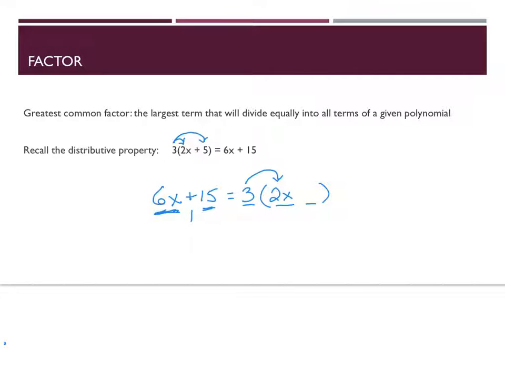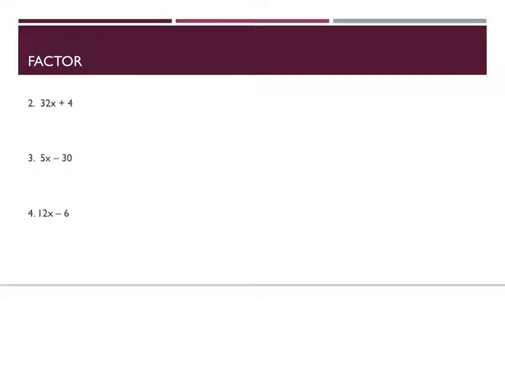I have a positive sign. I want to carry that along. And I need to know 3 times what will give me 15 for an answer. And that's 3 times 5. So it's kind of like a little puzzle. Don't let it intimidate you any more than that. Let's look at some further examples here.